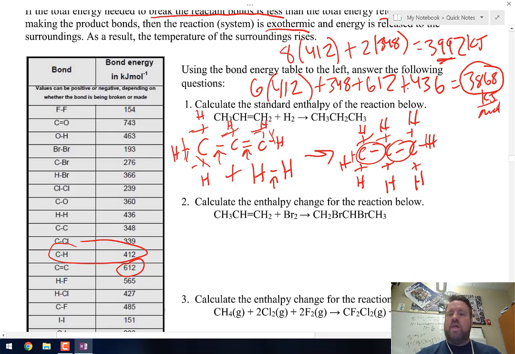So to get the total enthalpy change, this is our negative value, because that's the releasing part. This is our positive value. We're going to take 3868 and subtract 3992. 3868 minus 3992. So the enthalpy change for this reaction overall is negative 124 kilojoules per mole.